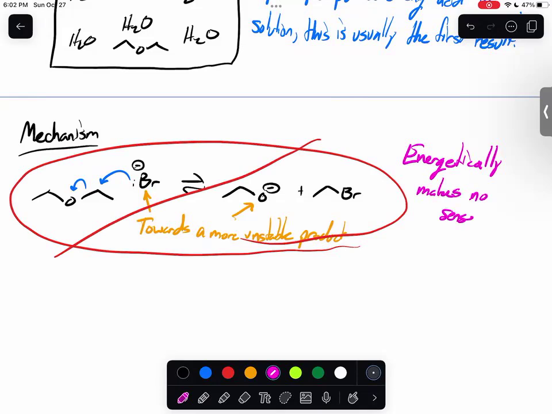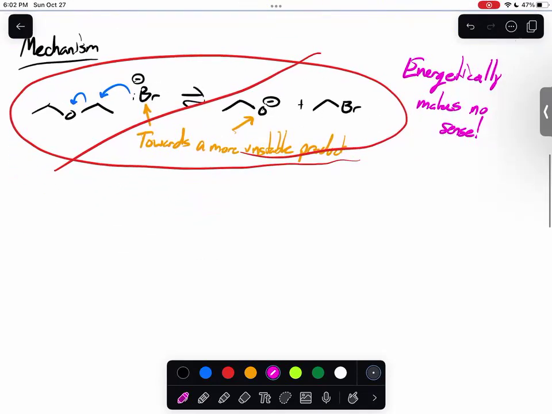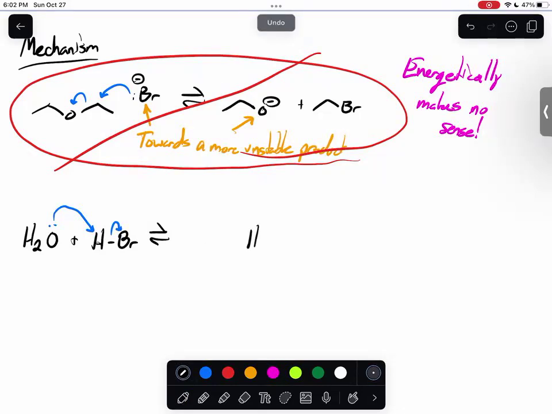So instead, something different has to occur. All right, so let's think about what's actually happening in the solution. Well, first things first, if our H2O and HBr are coming into contact with one another, which we know they are, the first thing that's going to occur is we're going to generate H3O+ and Br-, right? And we'll actually draw out the bonds of this H3O+ because we are going to need to for what happens in just a second.